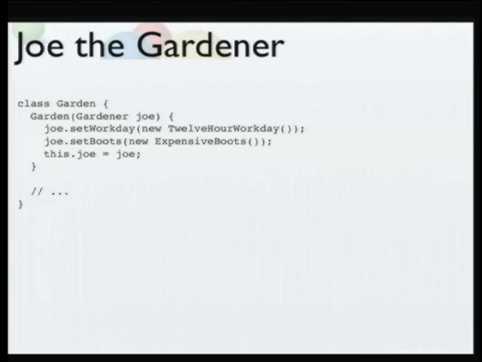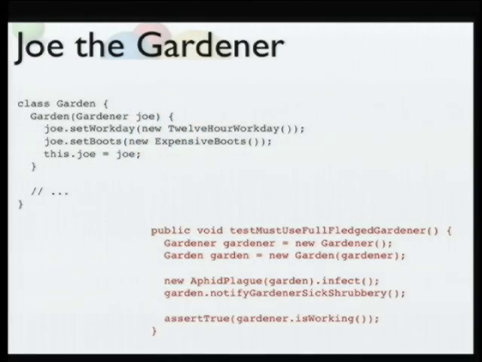Here's another example. Look at that. I am stuck with a 12-hour workday. That's great for production, right? But I really don't want my test to run for 12 hours. So what you really want is to be able to say, well, actually, I just really want the hours and the boots. But really, you should even take it a step further and say the garden shouldn't even ask for the pieces. The garden should just ask for the objects directly.